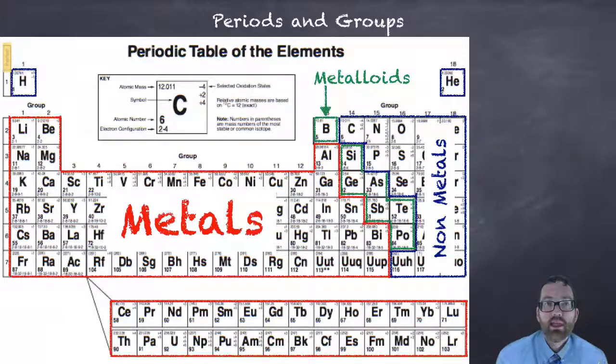So the modern periodic table is arranged in periods and groups. So the periods are labeled for you on your reference table, and they go down the left side here. You can see them, period 1, 2, 3, 4, 5, 6.